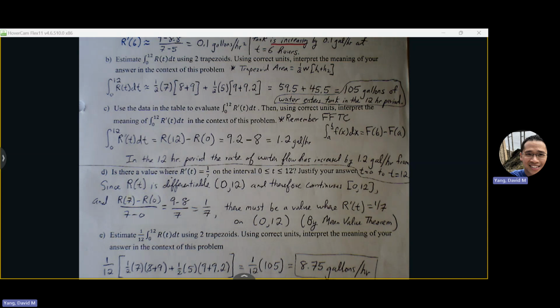So even though there's an integral involved and we know that the integral of R of t is going to make it rise up in terms of gallons, we're turning right back around and dividing by 12. So we're back to gallons per hour. So average value, average rate over this period of time.